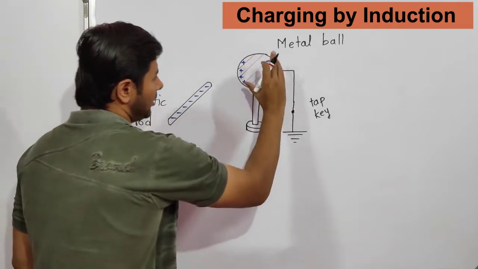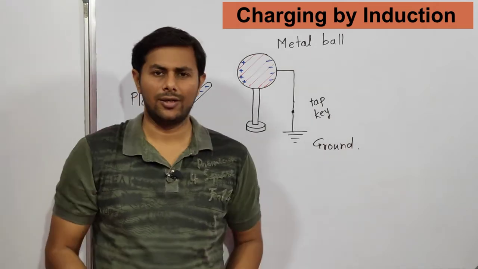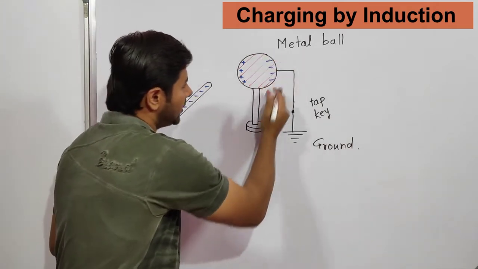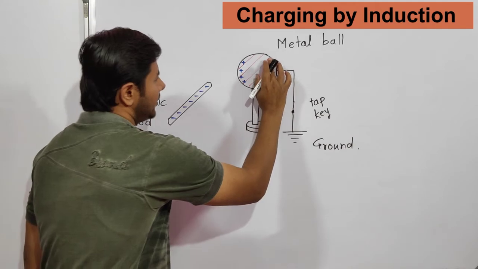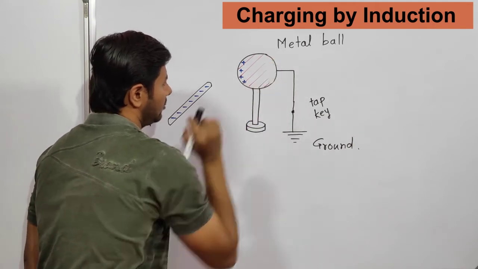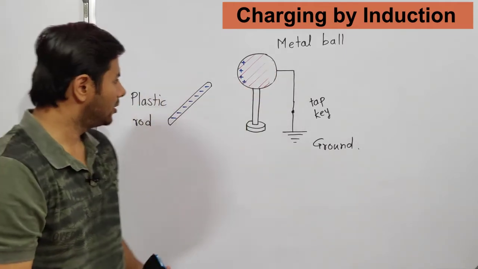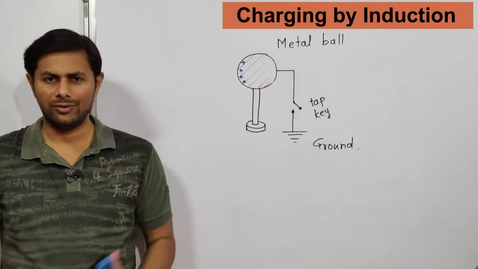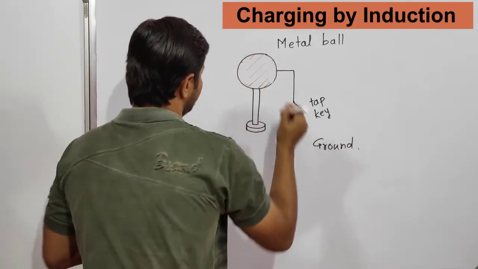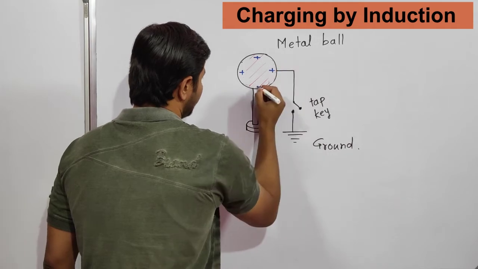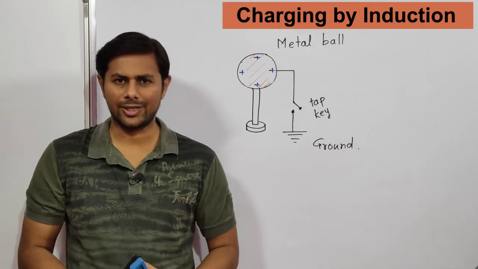So the contact is made between the metal ball and the ground, and therefore now what happens is these electrons which are gathered on this side flow through this wire to the ground. Alright, and therefore this side has no charges. Then what we do is we untap the key and then we move the plastic rod away so that there is uniform redistribution of positive charges over the surface of this metal ball. So this is how we can charge a single metal ball by the process of induction.